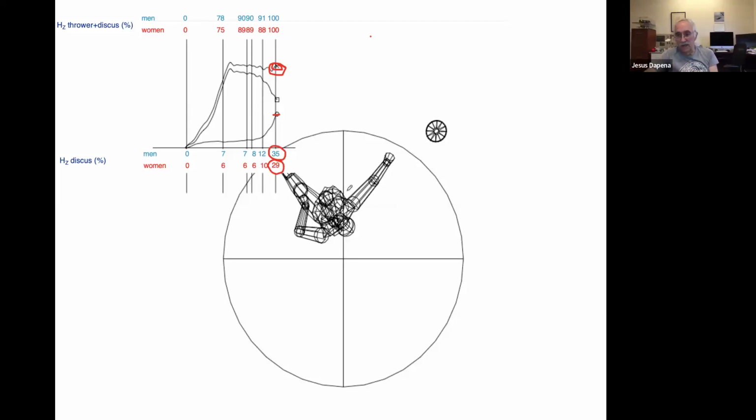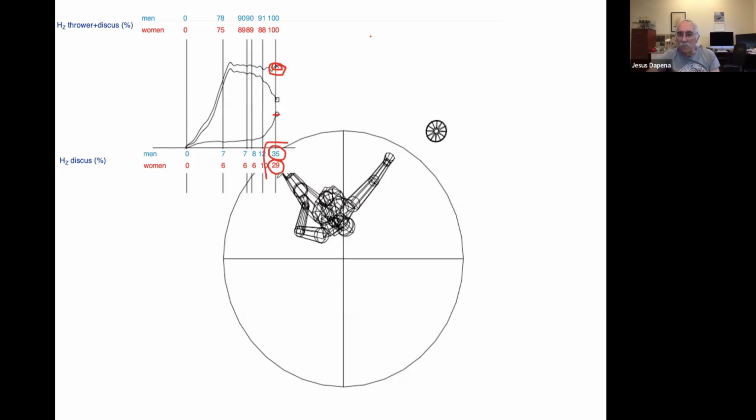And the reason for this is that the women's discus is smaller. So men's discus is 2 kilos, women's discus is 1 kilo. And also we have to consider that the men are going to be heavier than the women. They have more mass than the women in general. So considering all of that, these numbers make perfect sense.